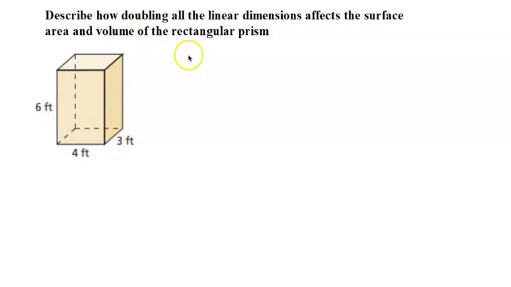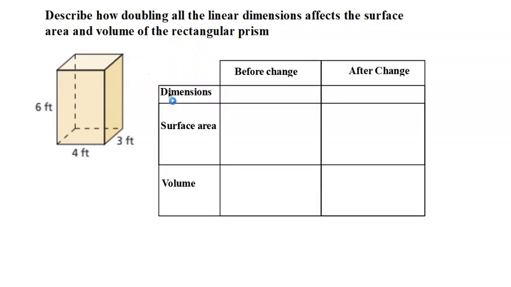The easiest way to look at this is to set it up in a table. We're going to have our dimensions, what happens to surface area and volume, what it is before the change, what it is after the change. So before the change, we have a length of 4, a width of 3, a height of 6. And after the change, when we double all of the dimensions, we have a length of 8, a width of 6, and a height of 12.